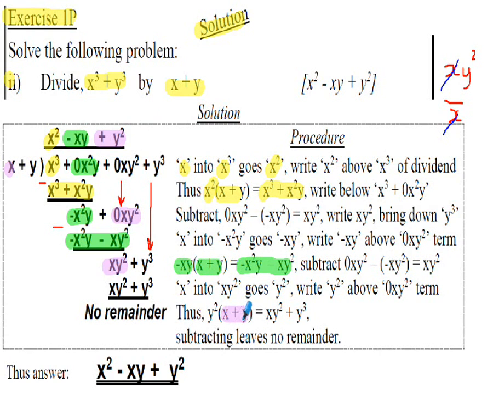Multiplying the x plus y by the y squared produces xy squared plus y cubed, which we write down here. And we can clearly see subtracting xy squared minus xy squared is 0, and y cubed minus y cubed is 0. So again, we have no remainder here. So the answer to the problem of x cubed plus y cubed divided by x plus y is x squared minus xy plus y squared.